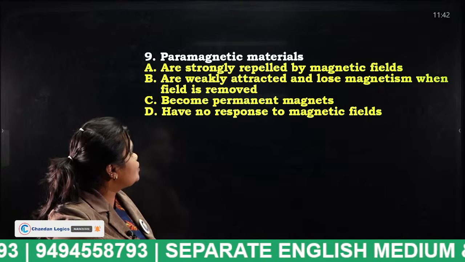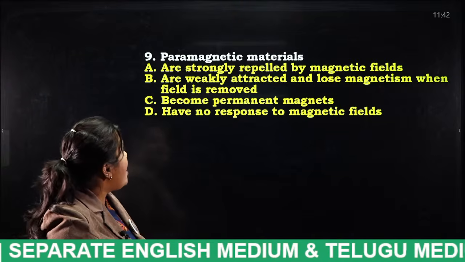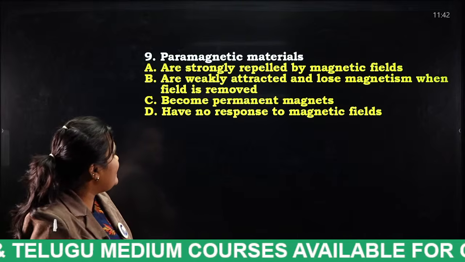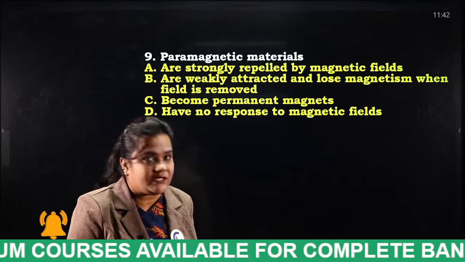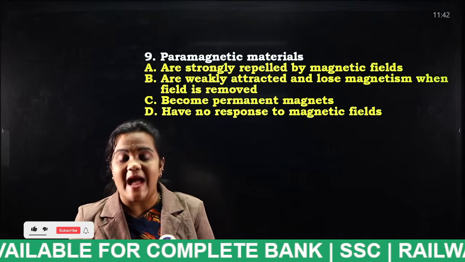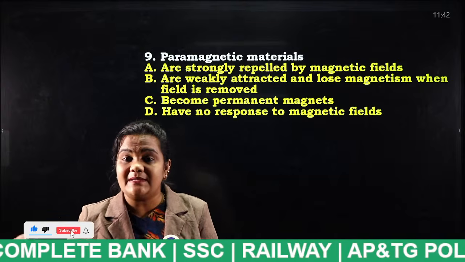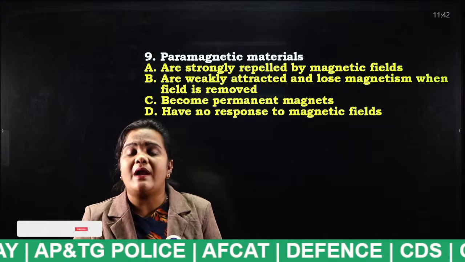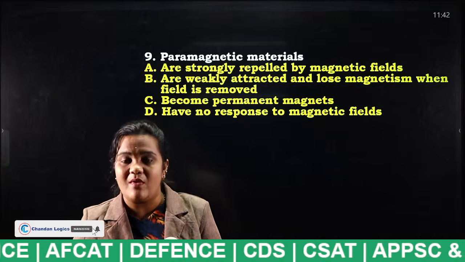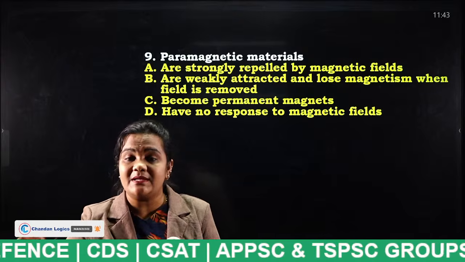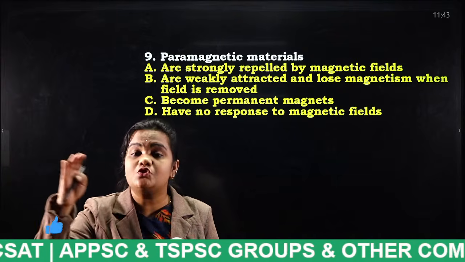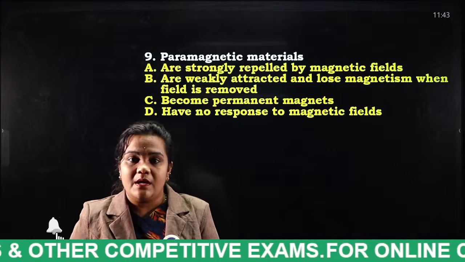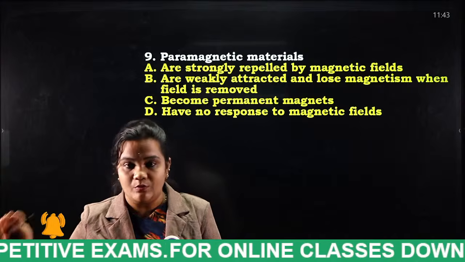Paramagnetic materials are strongly repelled by magnetic fields, are weakly attracted and lose magnetism when the field is removed, become permanent magnets, have no response to magnetic field. So tell me, students, I have told you already, diamagnetism and paramagnetism, these two have weaker magnetic strength. Why? Because in diamagnetism there is no presence of magnetic moment. When it comes to paramagnetism, there will be randomly occurring magnetic moments.